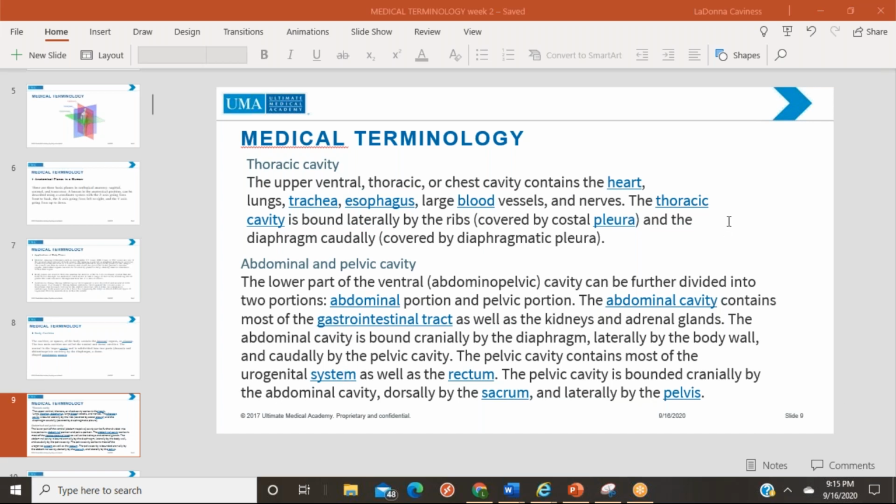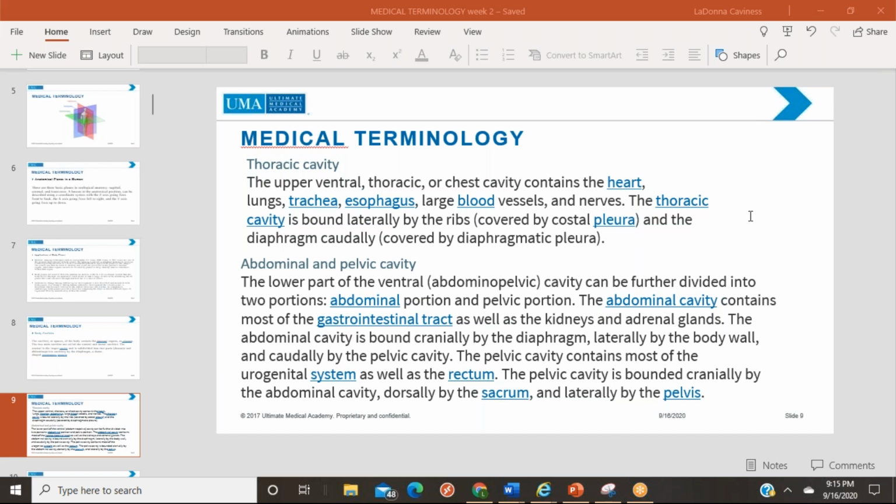All right, let's talk a little bit about the thoracic cavity. The upper ventral thoracic or chest cavity contains the heart, lungs, trachea, esophagus, large blood vessels, and nerves. The thoracic cavity is bound laterally by the ribs covered by costal pleura, and the diaphragm caudally covers the diaphragmatic pleura.